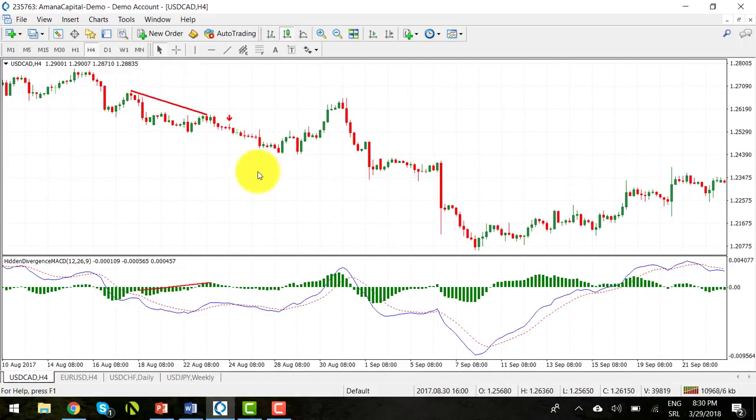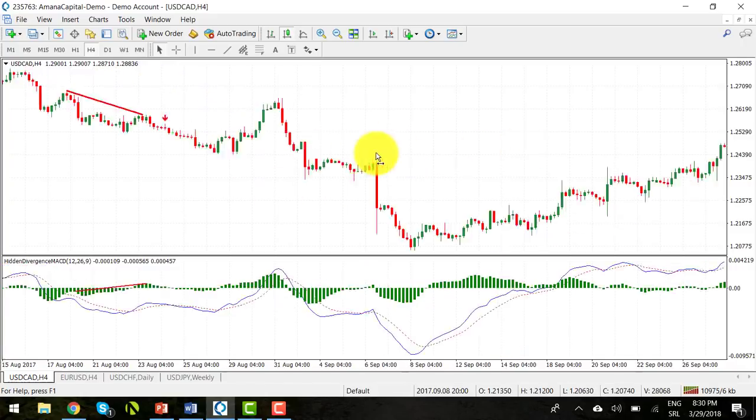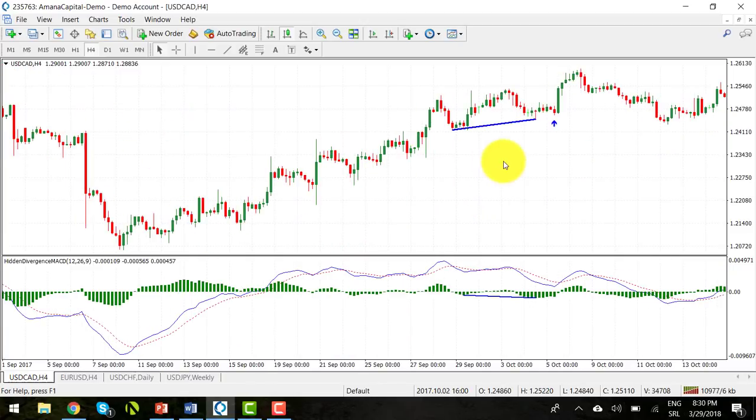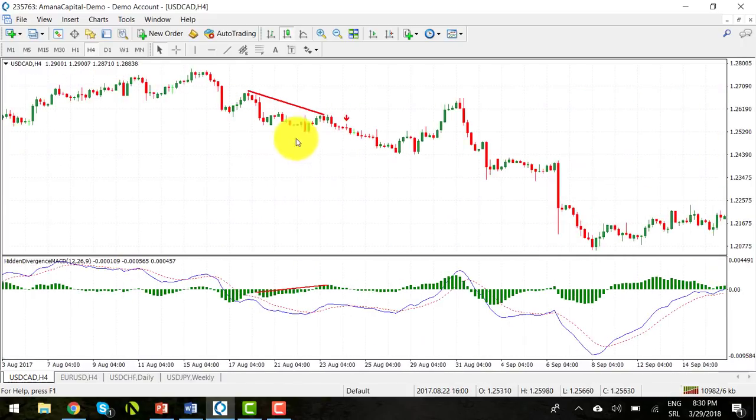Alright, so here we have a bearish hidden divergence, which is shown by the red line and the red arrow, while bullish hidden divergences are shown by blue lines and blue arrows. As you can see, the price made a lower high while the indicator made a higher high, and this is a characteristic of a hidden bearish divergence.